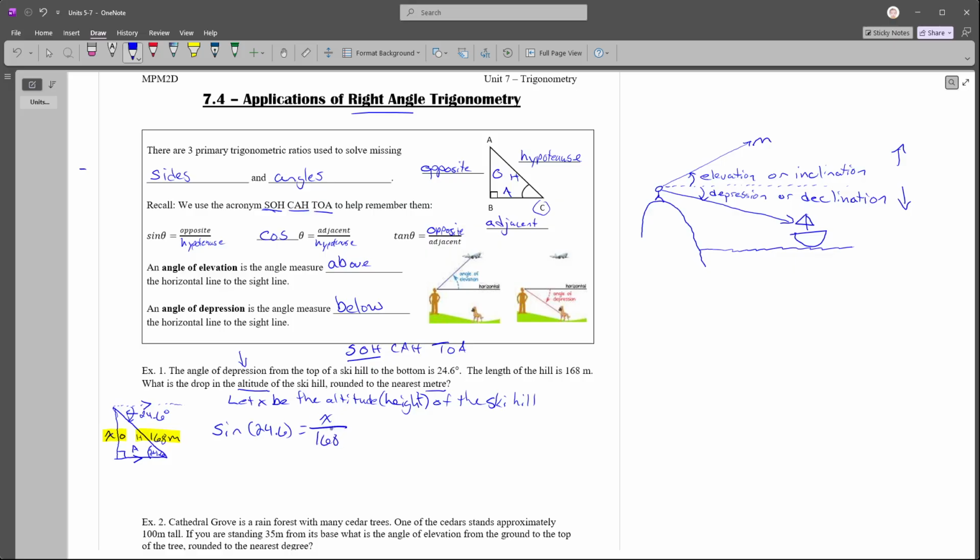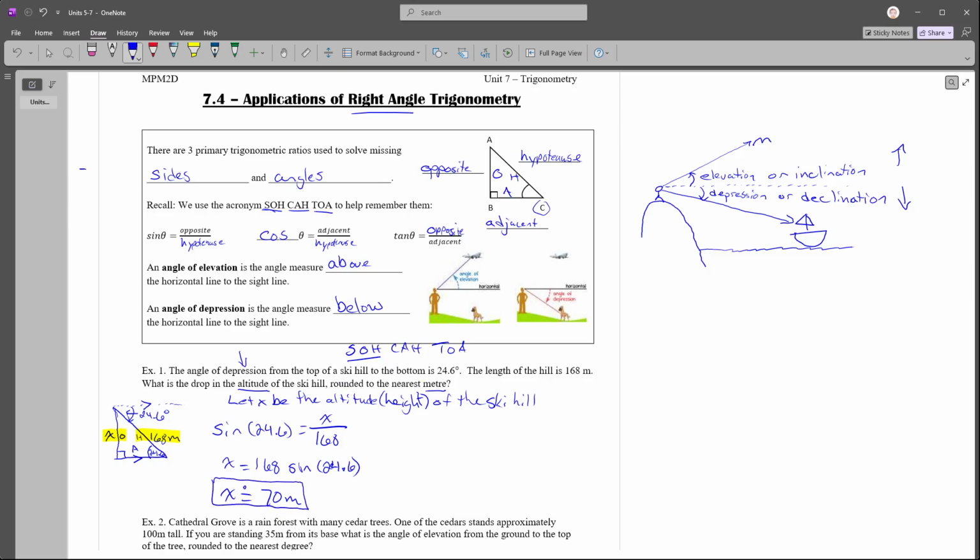We rearrange and solve for x, so that means we cross multiply. We end up with x equal to 168 times sine of 24.6. When you do your math here, you're going to end up with x approximately 70 meters. How do I say 70 meters? Because it says round to the nearest meter. And that's the whole thing.